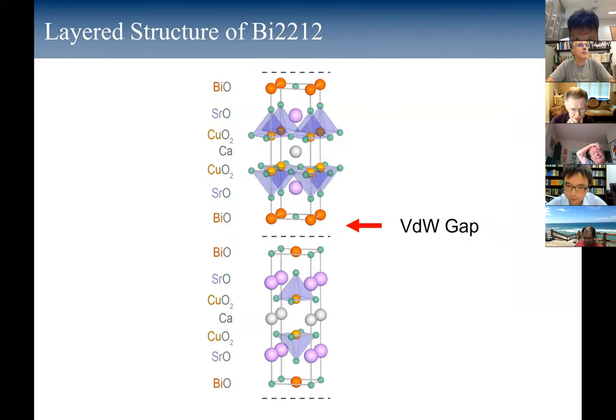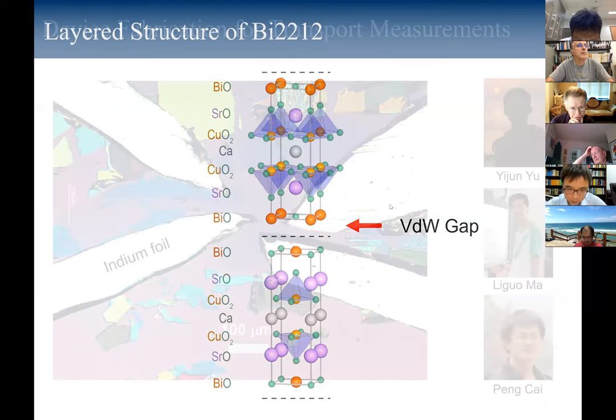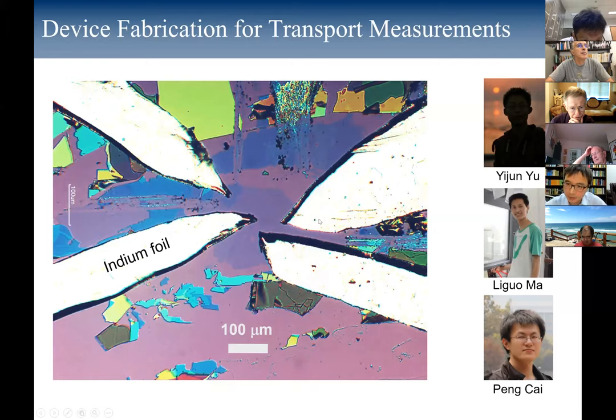I have to make clear that when I say monolayer, I'm following the convention in the 2D material community. One monolayer in this case is a half unit cell of bismuth 2212, and a half unit cell of bismuth 2212 has two copper oxide planes. So basically we are seeing one of these layers. Once we have a monolayer like this, we can press the contacts on top. This was done by Yijun Yu, Liguo Ma, and Cai Peng over here.